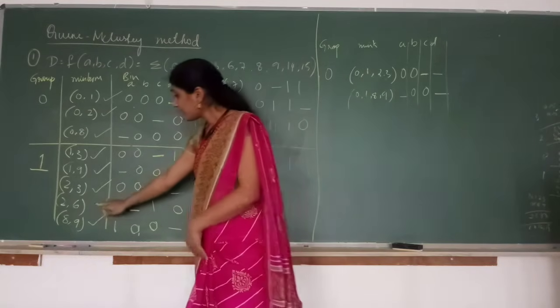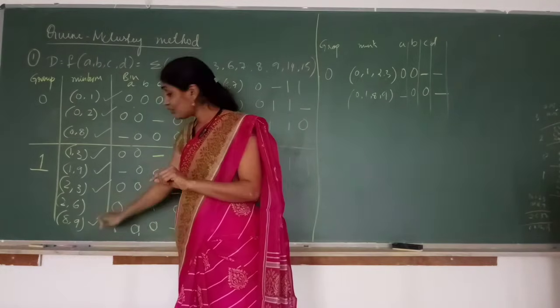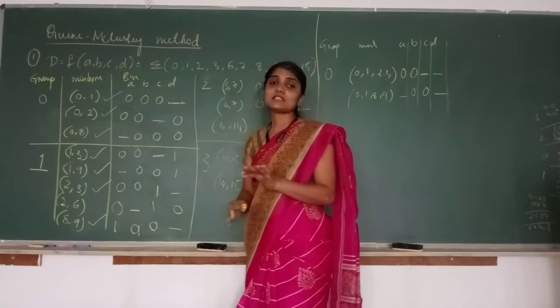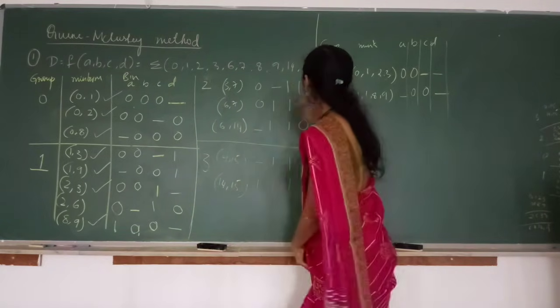So over. 2, 6 is not ticked. You have to be very careful. 2, 6 is not ticked. That is important. We will take it at the last, for the last table. Now the first grouping is done.